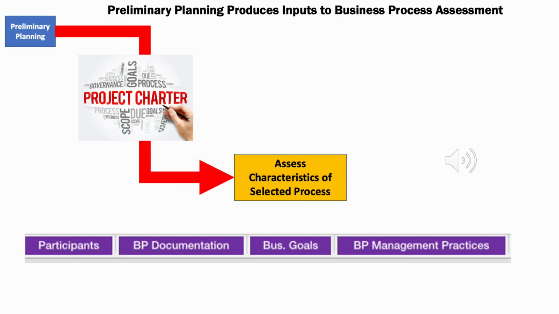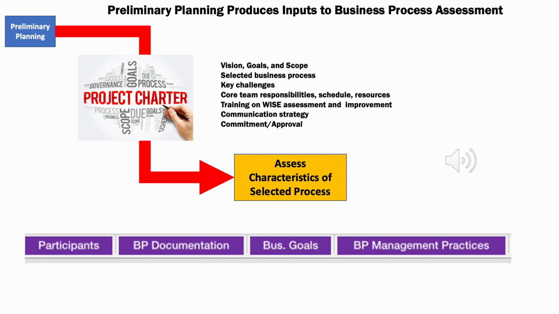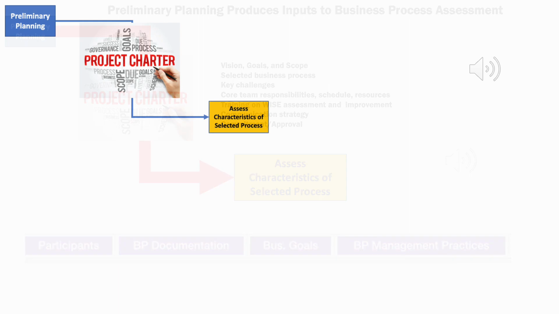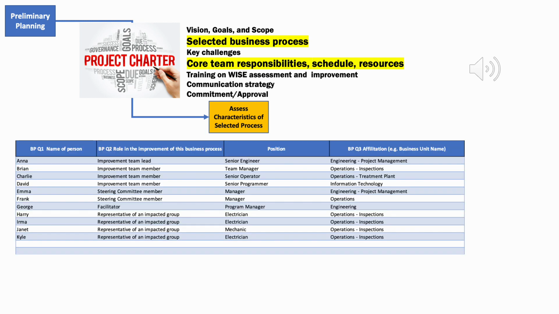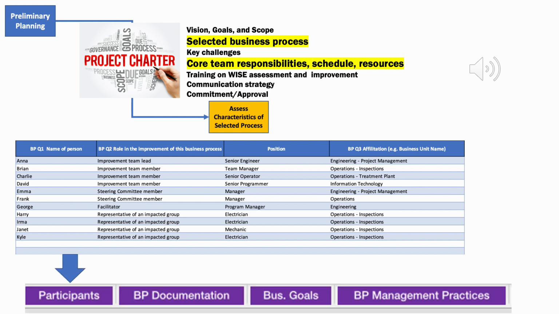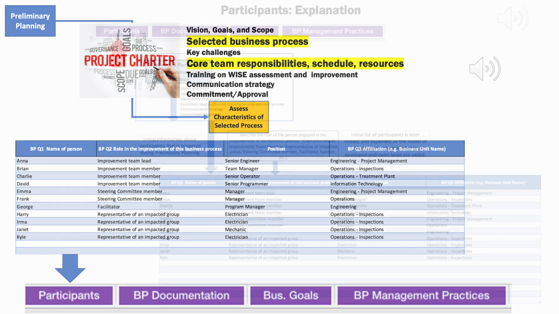The introduction to the first step in the improvement process, preliminary planning, is provided in a separate video. Some outputs from the preliminary planning step included in the project charter are inputs to this assessment. The project charter identifies the business process that has been selected for improvement, and it generates the preliminary list of stakeholders and their responsibilities. This participation list is the starting point for the participants worksheet in the tool to assess the characteristics of the selected business process.